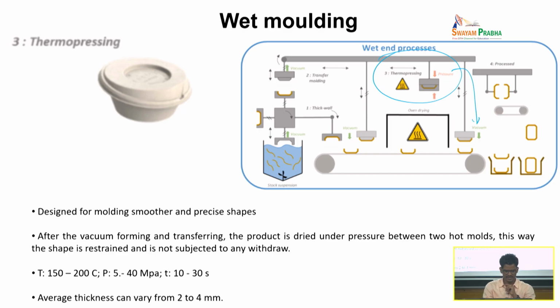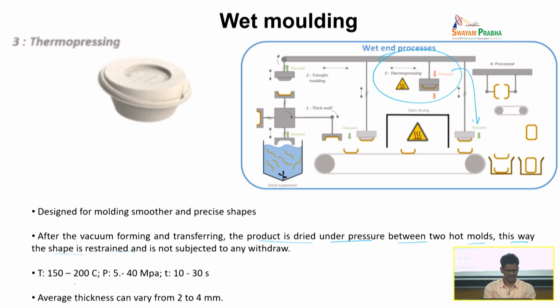As you can see, the product is dried under pressure between two hot molds, so the shape is restrained. In the previous two cases it is allowed to dry in the open, so the product can actually shrink when it dries. Here you are drying while the shape is preserved, so there is no deformation and you will give a more aesthetic look. The finished good would be very similar to the shape that you want.